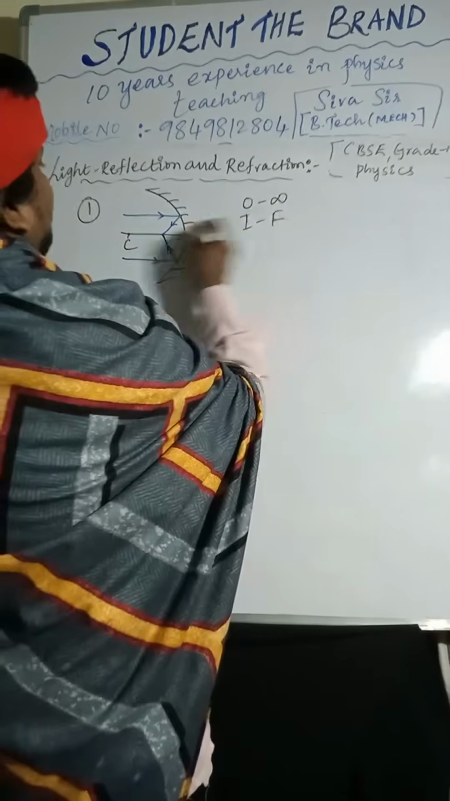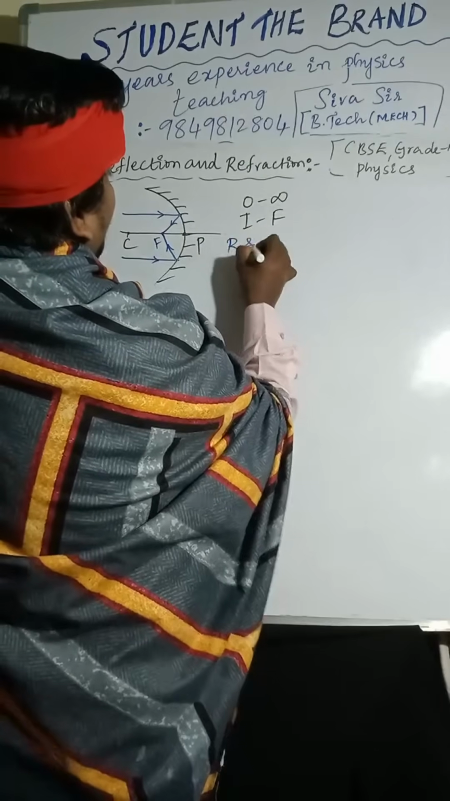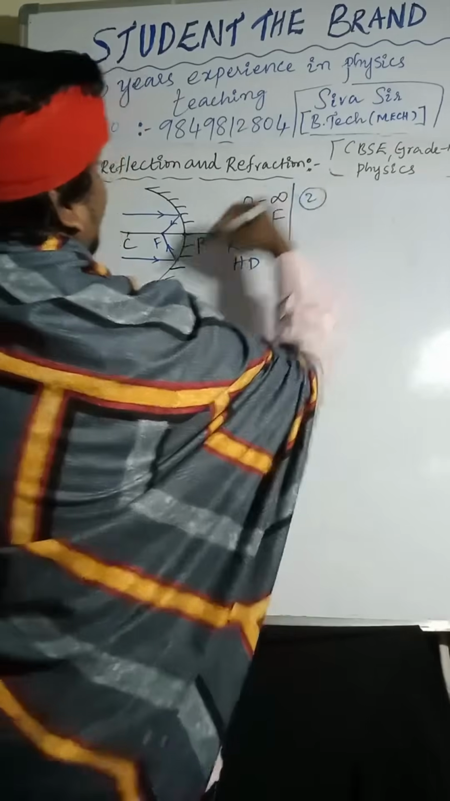Object is at infinity, image is forming at focus. Nature of the image is real and inverted. Size of the image is highly diminished. Coming to the second one.